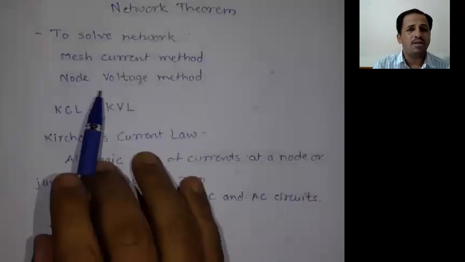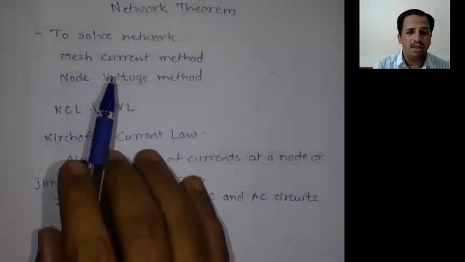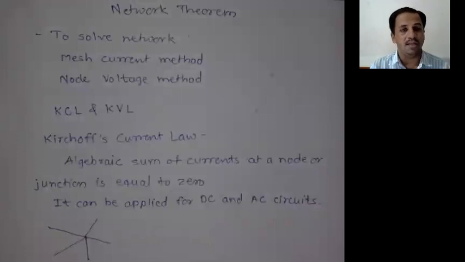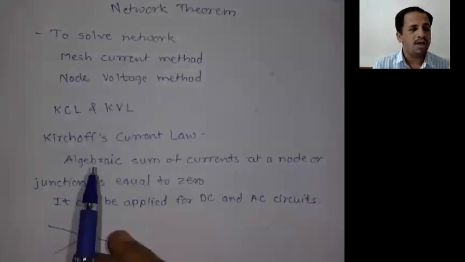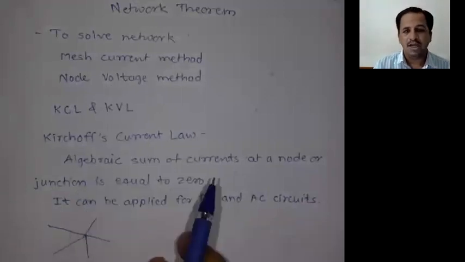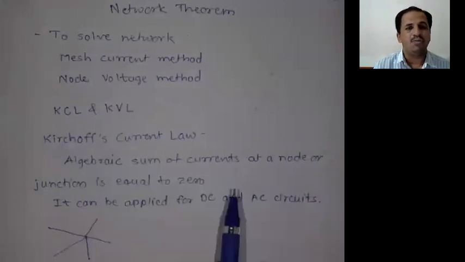Now these two methods are dependent on the most important theorems. You must know the theorems, but we have to also see the theorems and examples on these terms, that is Kirchhoff's current law and Kirchhoff's voltage law. The statement for Kirchhoff's current law is represented as: the algebraic sum of currents at a node or junction is equal to 0.